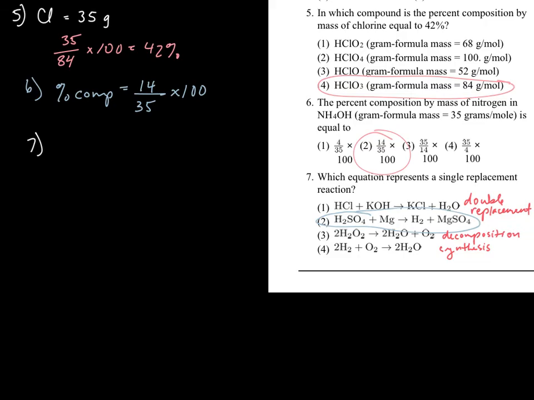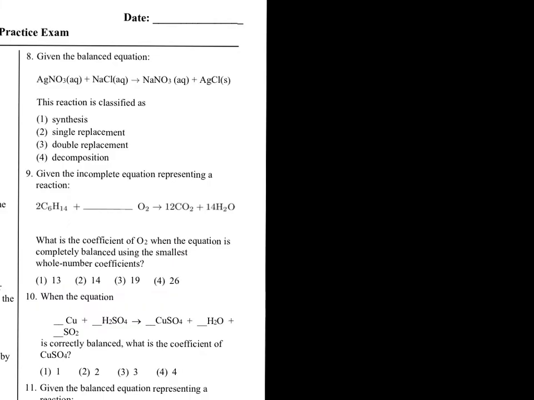Okay. Number 8, this reaction is classified as what? So looking at this here, Ag was attached to NO3, and looking at after the reaction, NO3 is with a new partner, as is Ag. So this is kind of like a couple swap, and we get a double replacement.